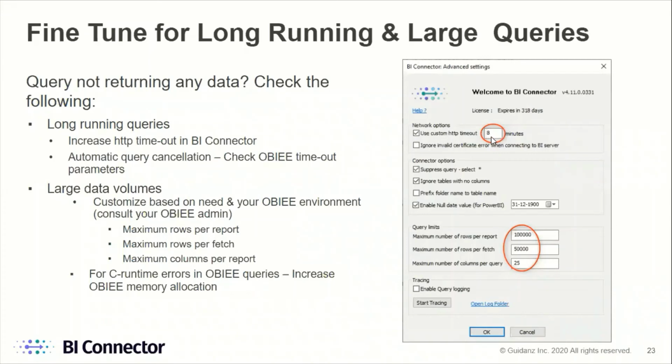If your OBIEE query is going to take 10 minutes to execute, then for safer side, you can keep more than 10 minutes, like 12 or 13 minutes, so you can avoid that error. In the case of automatic query cancellation, where you get the query cancel message in the OBIEE connector log files, you need to check with your OBIEE admin if there are any time parameters set in OBIEE. If yes, you need to make appropriate changes there by contacting your OBIEE admin.